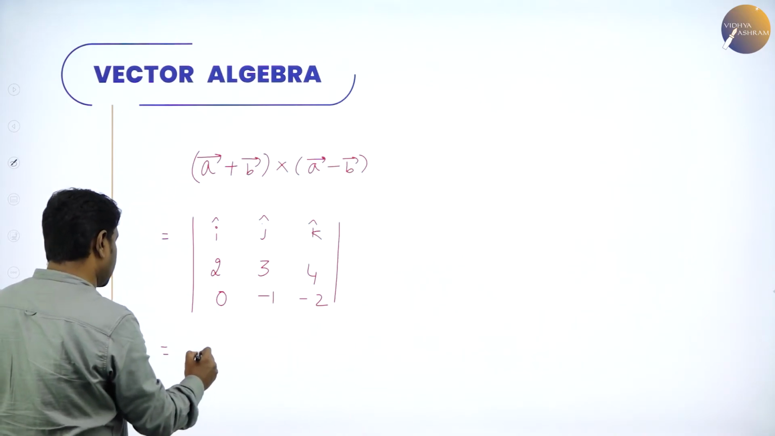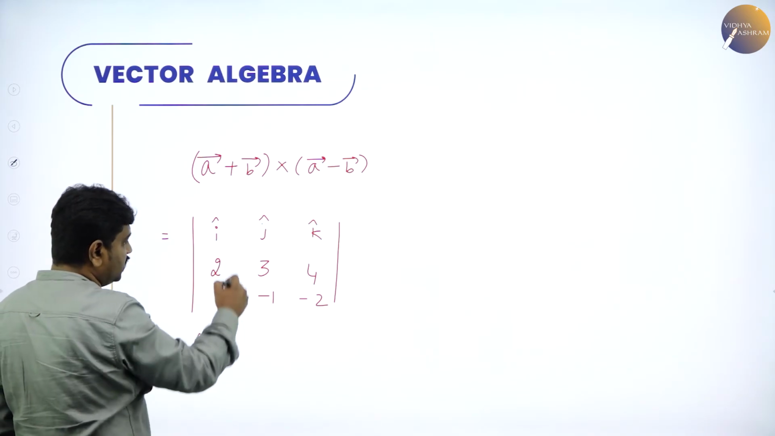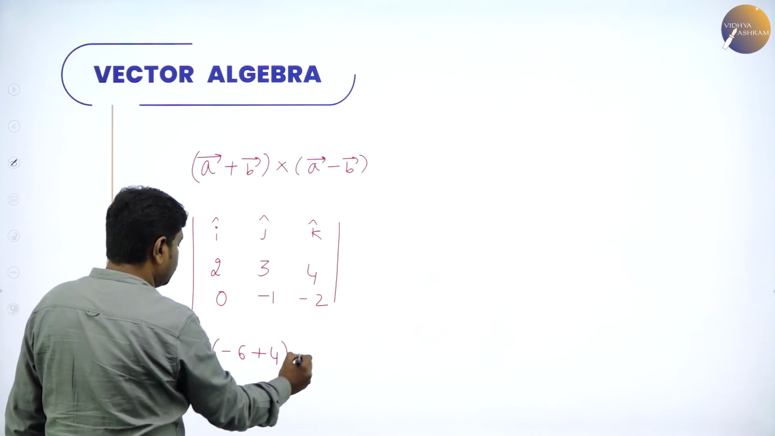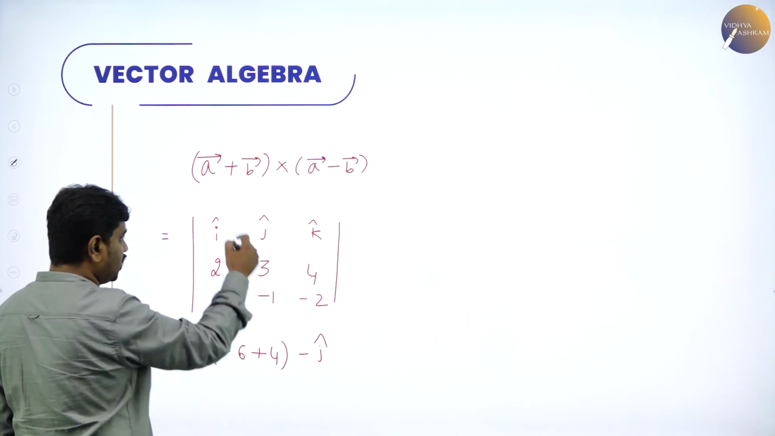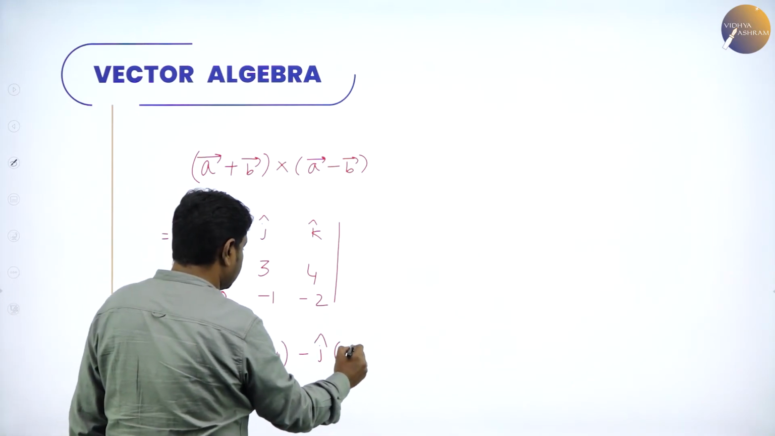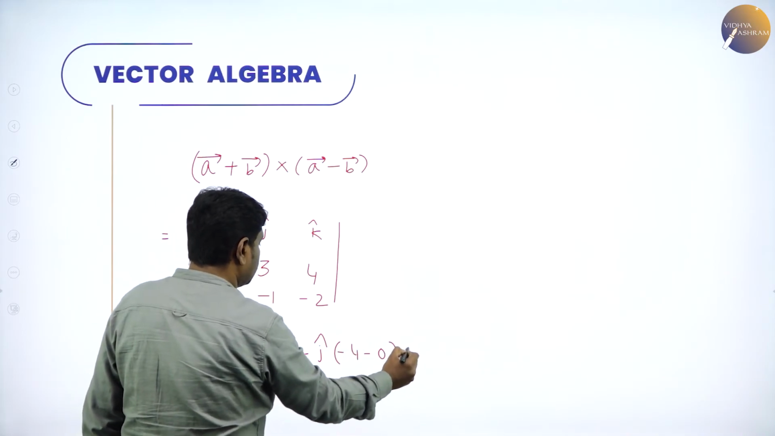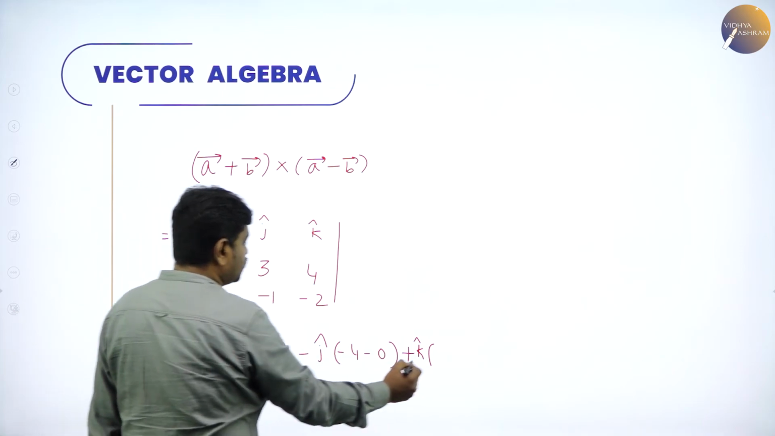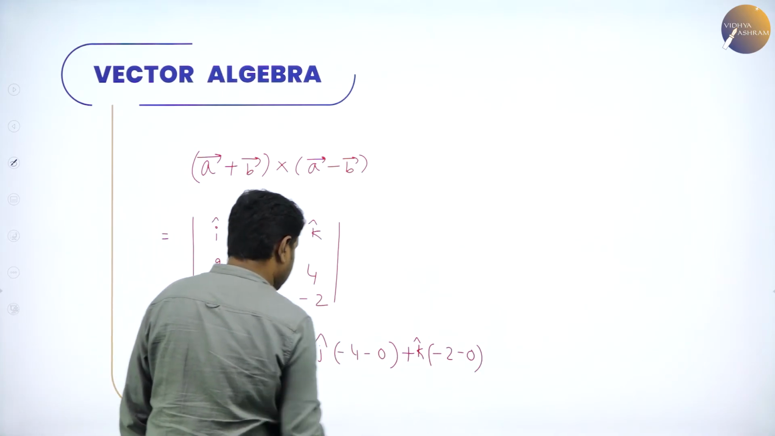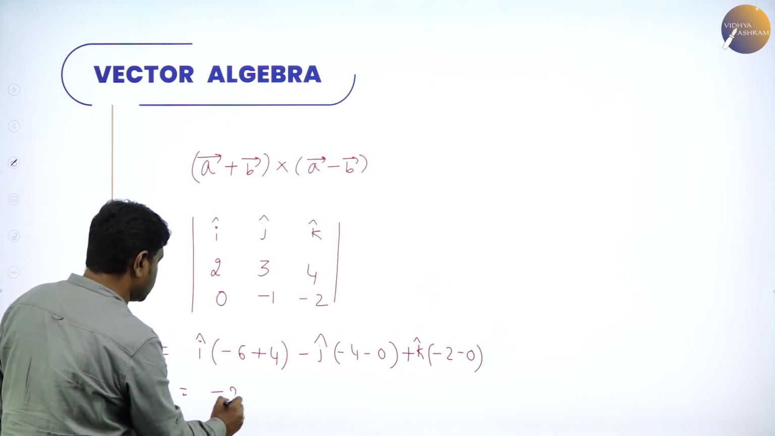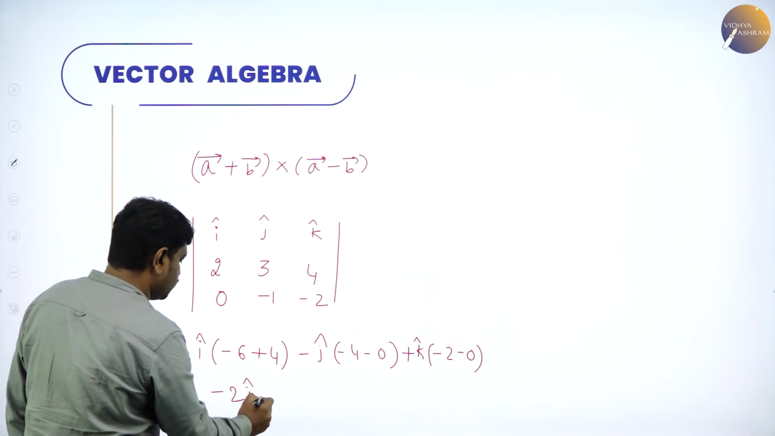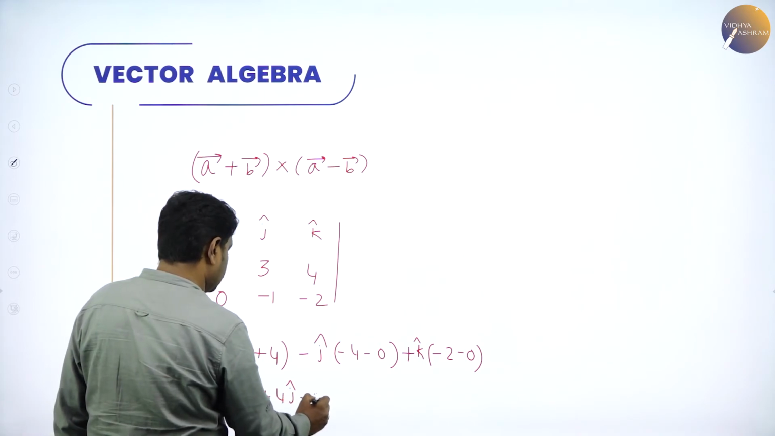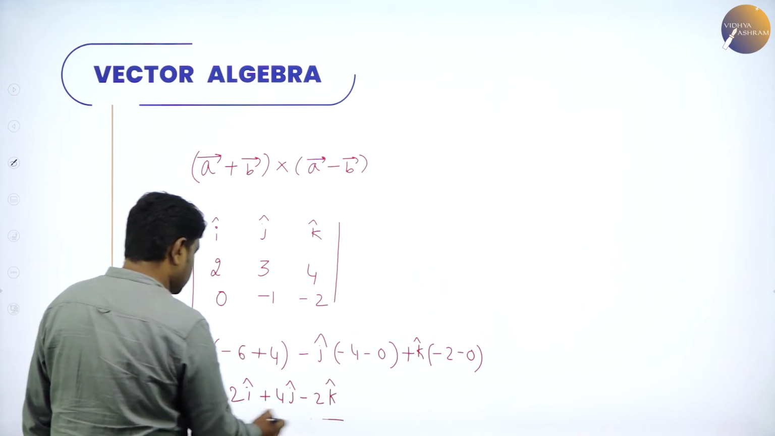Now, you know how to expand. i cap into, delete the column, delete the row, it will become minus 6 plus 4. Minus j cap into, delete the column, delete the row, it will become minus 4 minus 0. Plus k cap into, delete the column, delete the row, you'll have minus 2 minus 0. So now simplify this so that it will become minus 2 i cap plus 4 j cap minus 2 k cap. So this is the vector.